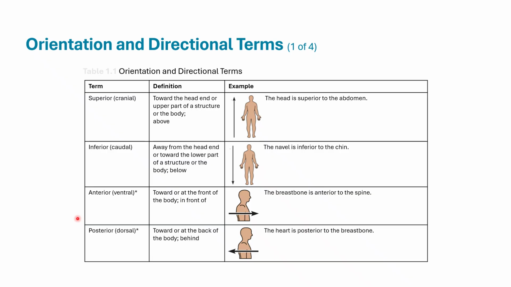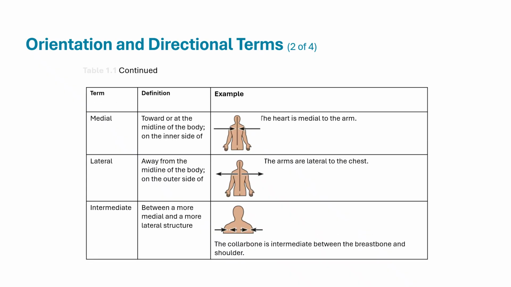Anterior or ventral is toward or at the front of the body or in front of. Okay, so it's going to be in front of the body. Posterior or dorsal is towards the back of the body. Medial is toward or at the midline of the body or inner side. So it's going to just be towards the middle. Like the heart is medial to the arm, so more towards the middle.